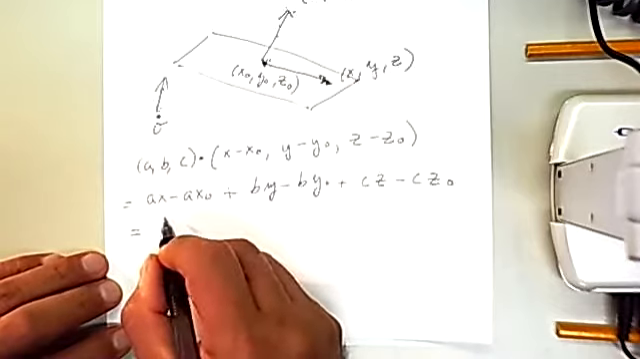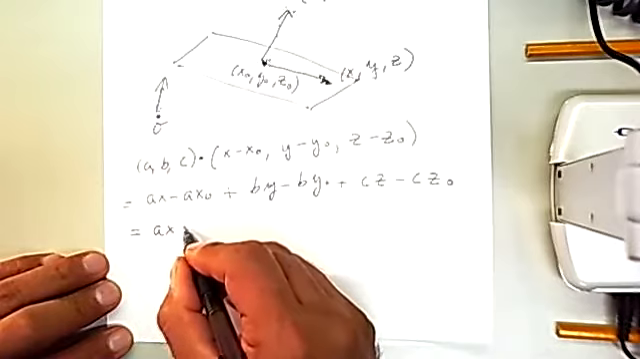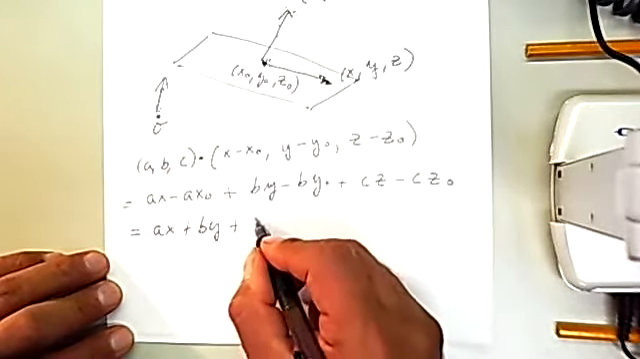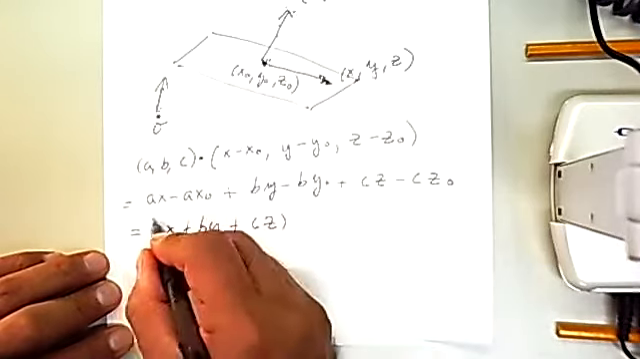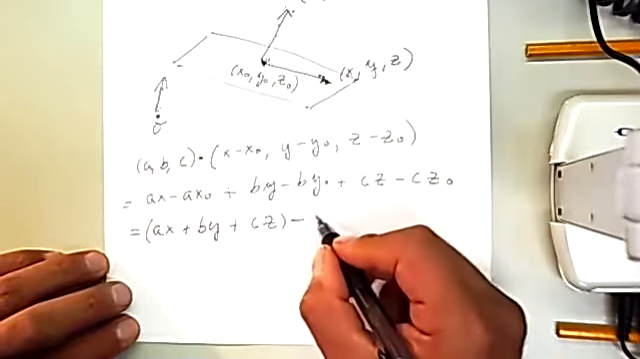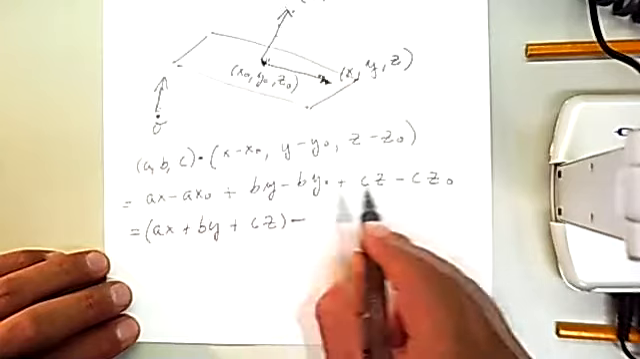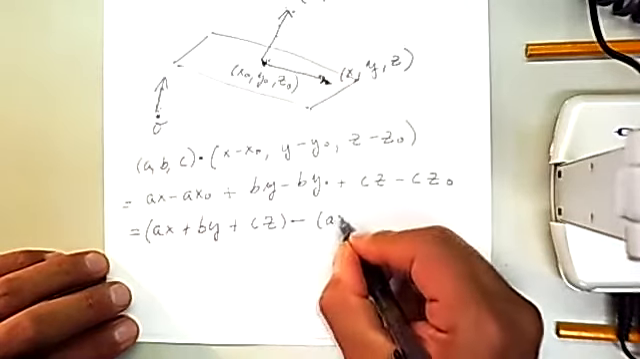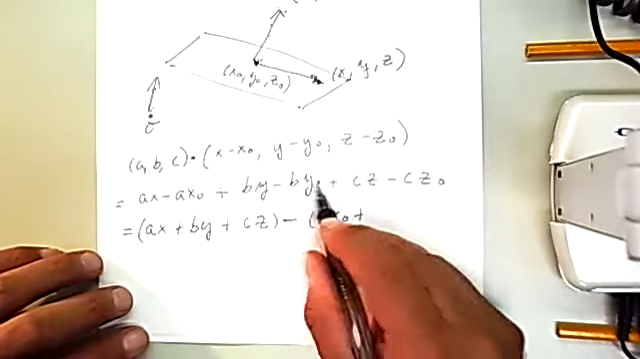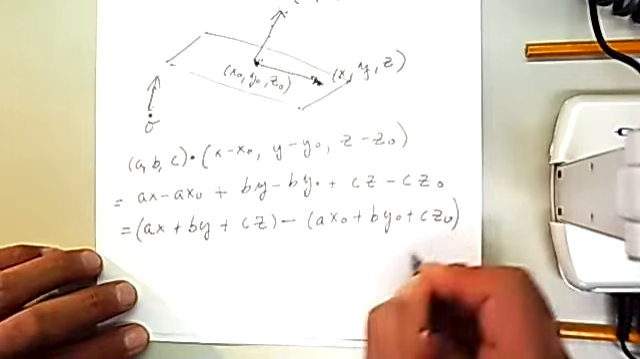We can rearrange them, reassociate them. So this is the same as AX plus BY plus CZ. And then we're going to reassociate the other ones, factoring out the minus. So this is minus AX naught plus, because we're factoring the minus, BY naught plus CZ naught.